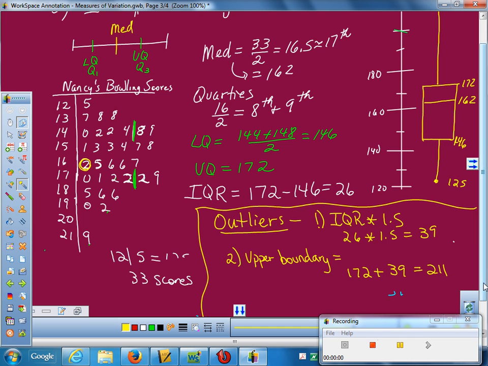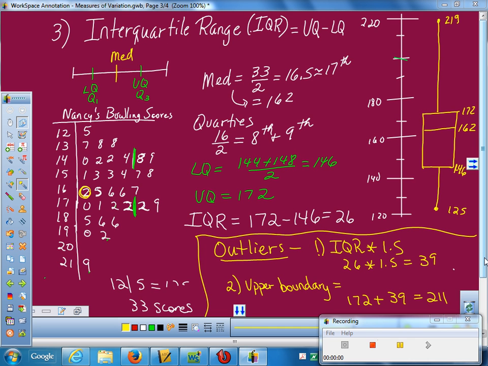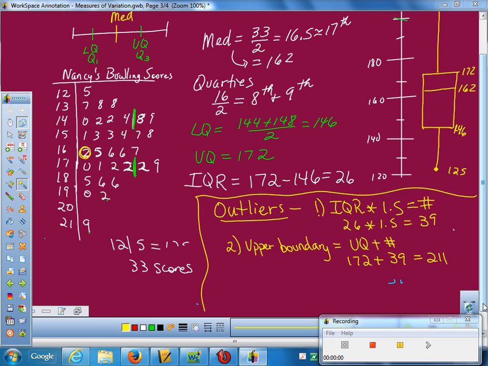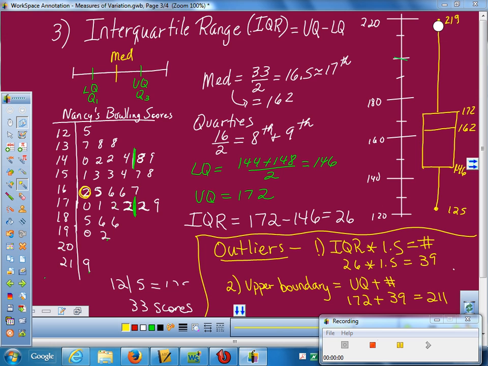Okay, so to get this in symbols, what did you just do? Call this number we just calculated, 39, some number. You just took the upper quartile and you added that number on. So did we have data that's above 211? You have to look at your actual data. How many numbers did we have above 211? Just the 219. So 219 is an outlier. We don't draw the whisker to 219 anymore. It's just out here as a point all by itself.